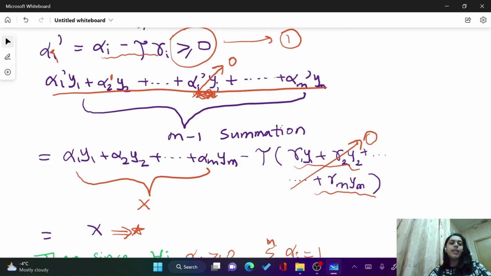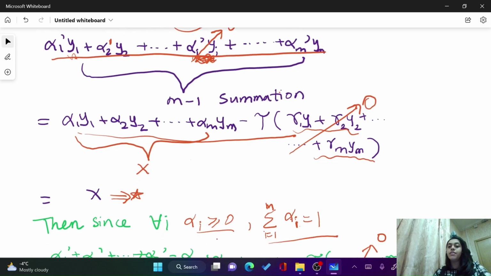From equation 1, we can write this whole thing, and I've taken similar terms on one side. Now we know that gamma 1 y1, gamma 2 y2, this sum is going to be 0 because we are affinely dependent. And we know that this is equal to x. So this is the required result we already got.